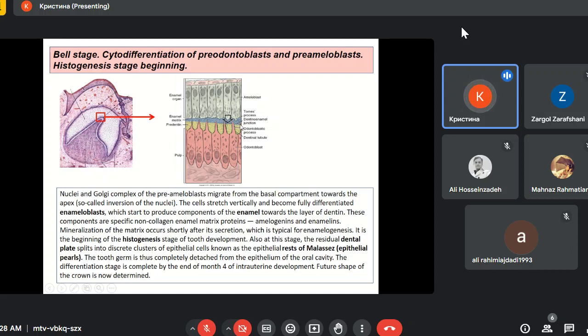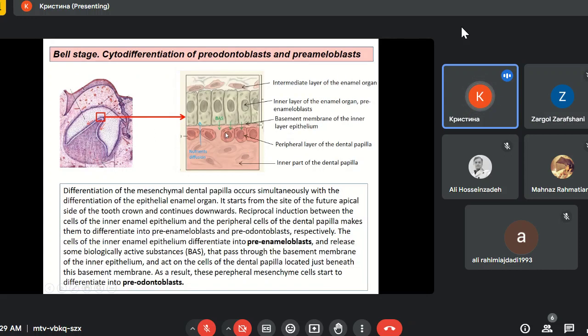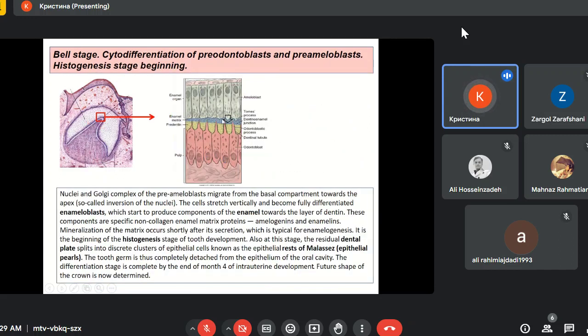And while this process continues, the ameloblasts will go further and further from odontoblasts. So first they were in close contact with each other in this picture, but when they start to produce enamel and dentin, they gradually move from each other, while the thickness of enamel and dentin increases. So this is the beginning of the stage of histogenesis, because now we see the formation of the tissues of the tooth, enamel and dentin.